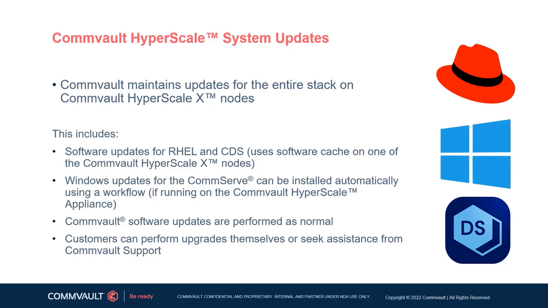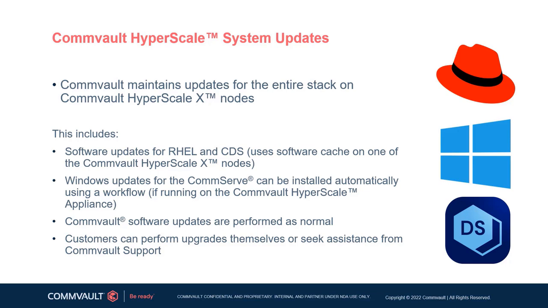Commvault software updates such as service packs and hotfix packs are downloaded to the CommServe and pushed out to the hyperscale nodes, just like any other Commvault agent. Operating system updates can be installed on Hyperscale X nodes to ensure that the OS has the most recent updates from Red Hat. The updates require a remote cache on one of the nodes, where the OS updates will be installed from. Multiple storage pools will require multiple cache nodes.